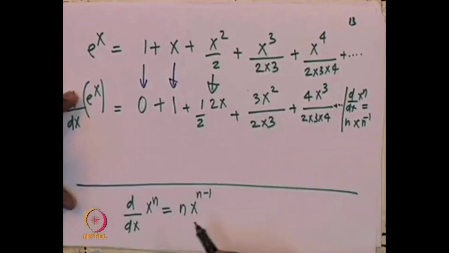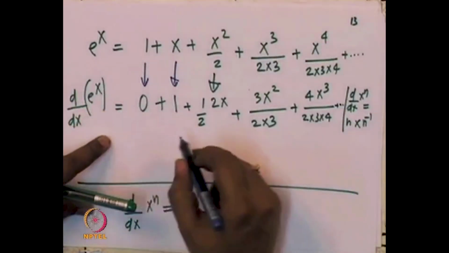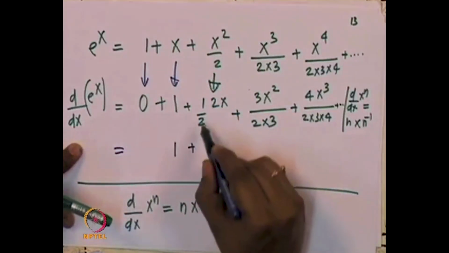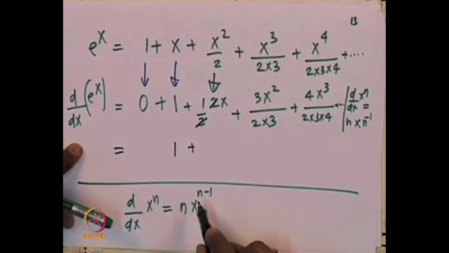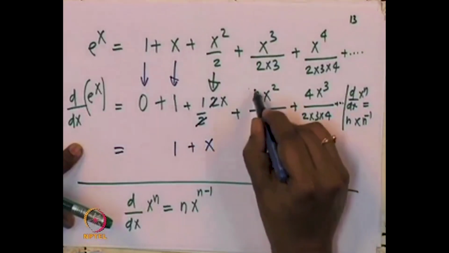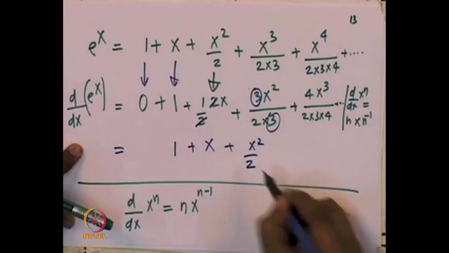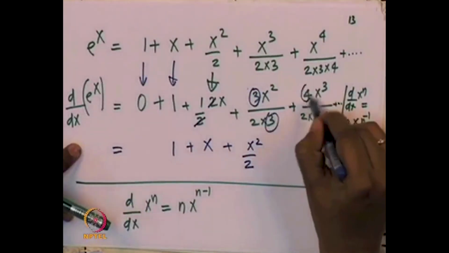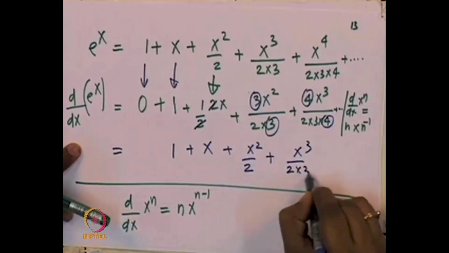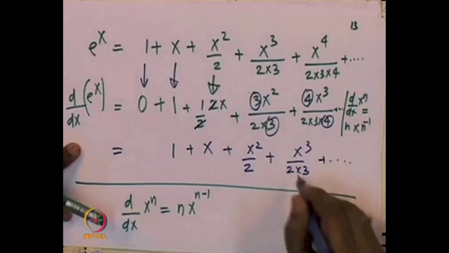So, let us rewrite this. 0 plus anything is that thing itself, so we need not write 0. We can write 1 here. This is essentially 1 plus x, since this 2 and this 2 cancel. This 3 and this 3 cancel, so you get plus x square by 2. This 4 and this 4 cancel, so you get x cube by 2 into 3, plus so on and so forth. So, you can keep doing the sum.